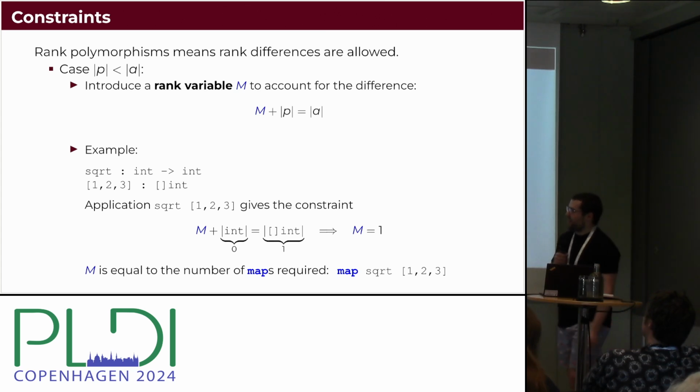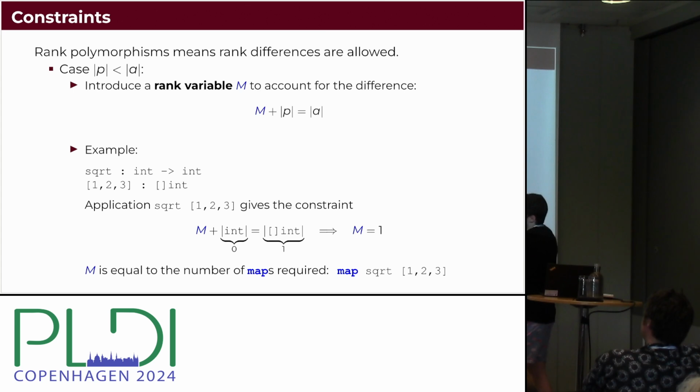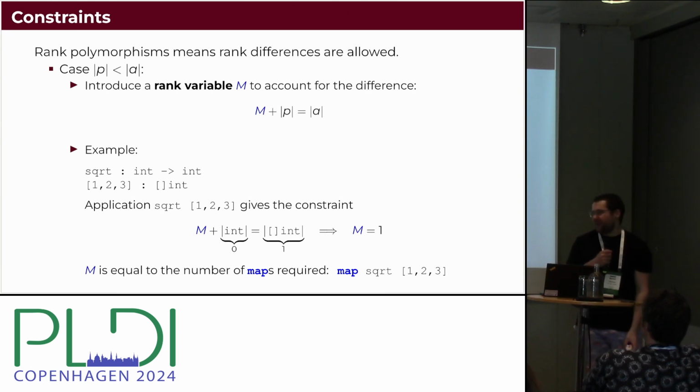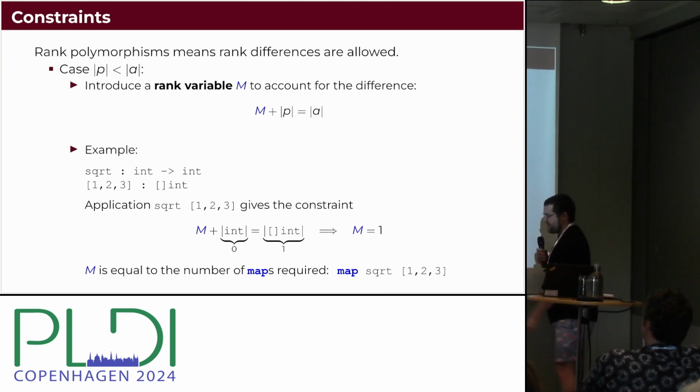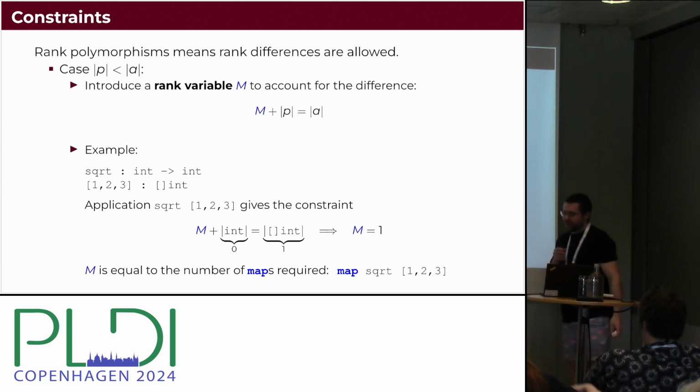So if we're looking at a square root applied to this vector here, we get this constraint here. So this integer here corresponds to what the square root expects. It expects a scalar, and that has rank 0. But we've applied it to a vector, which has rank 1. And then we have this equation, and from that equation, we can solve that m equals 1, and that means that we need a map to make this thing rank correct. So from this constraint, we've deduced that a rank correct elaboration here is put a map in front of the square root.